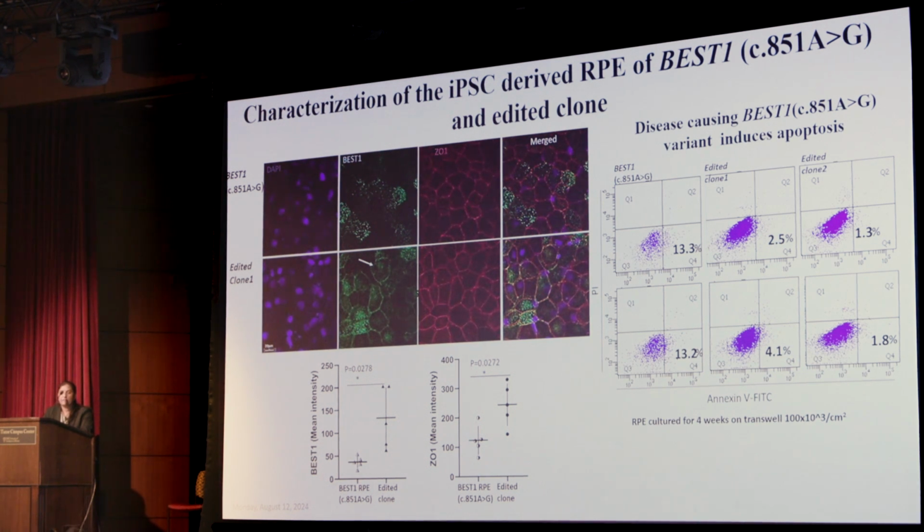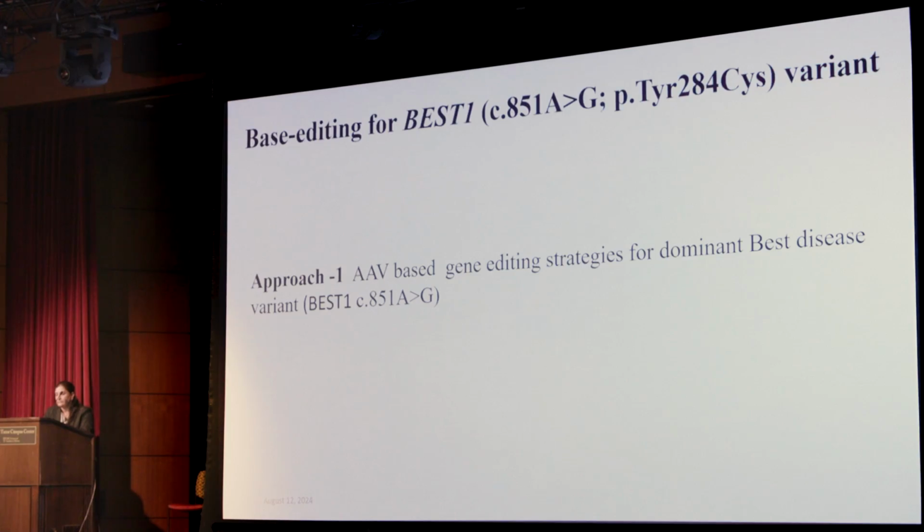While doing this RPE differentiation for the mutant line and the corrected line, we realized that there is a lot of cell death in the mutant line compared to the normal. We also quantified whether this is inducing apoptosis, which is the case. In the mutant line, we have around 13% apoptosis.